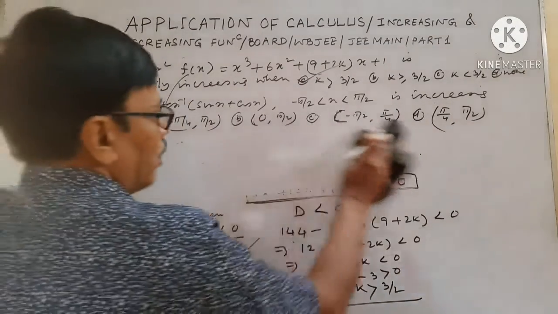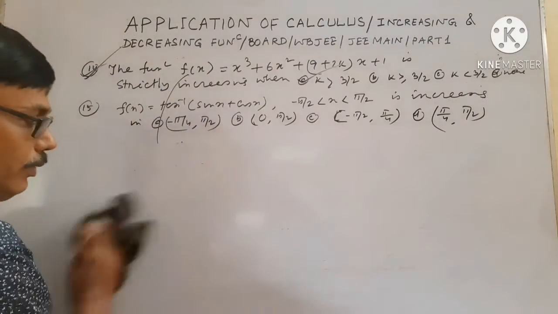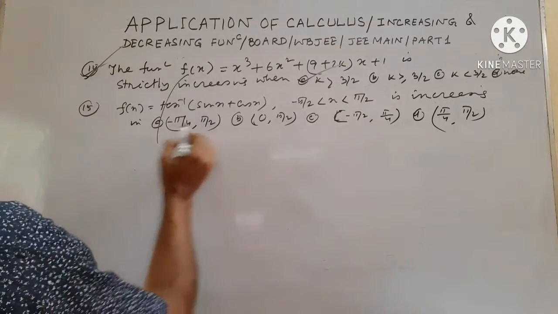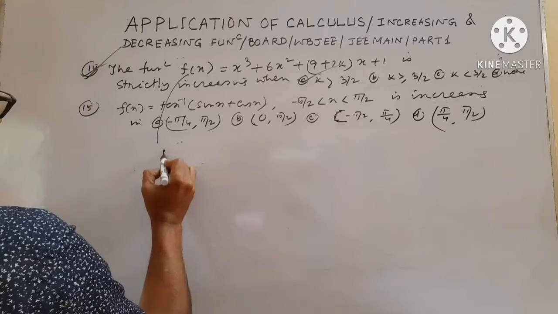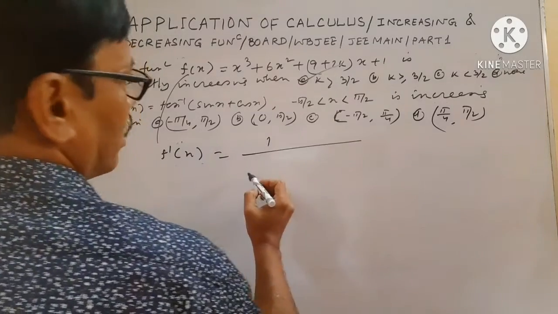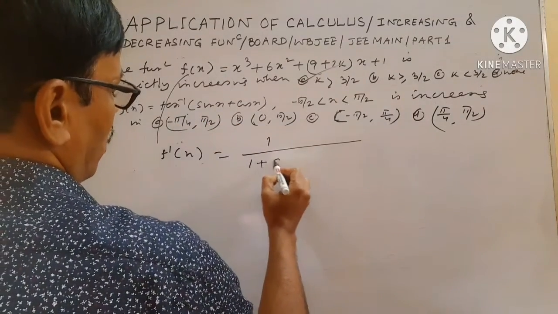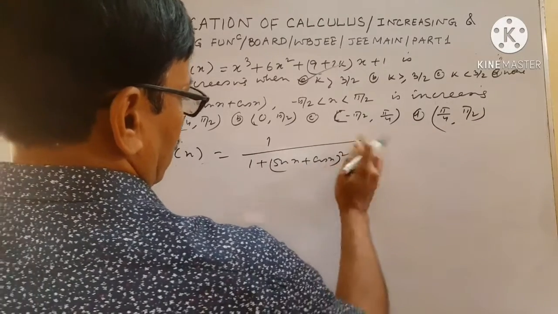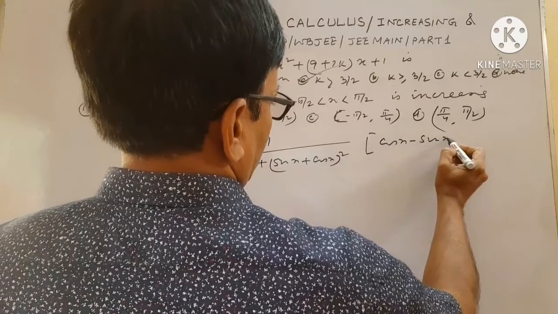Next, problem number 15. So f(x) equals this, is increasing in. So f dash x is 1 by (1 plus (sin x plus cos x) whole square) and cos x minus sin x.